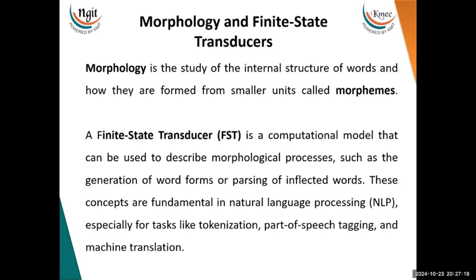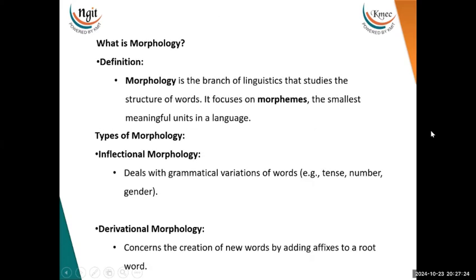So let us see one by one. First, let us discuss morphology. Then we'll discuss finite state transducers. Morphology is the branch of linguistics that studies the structure of words. It focuses on morphemes, the smallest meaningful units in a language. Morphemes can be the base words, in the sense roots, or some affixes. When I say affixes, it might be a prefix, suffix, or infix.